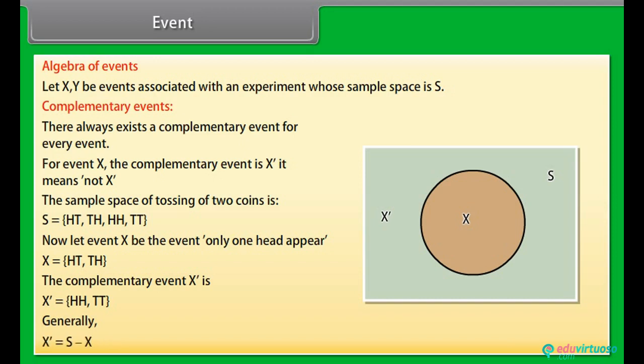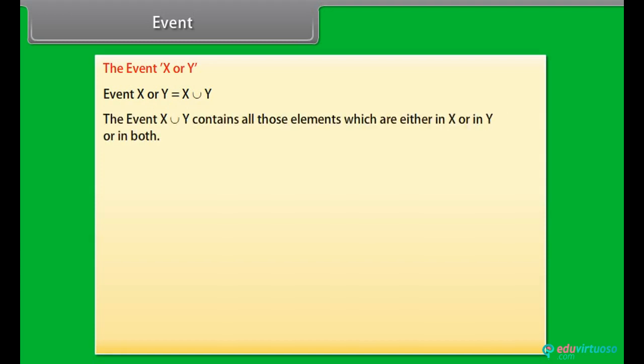Generally, X dash is equal to S minus X. The event X or Y. Event X or Y is equal to X union Y. The event X union Y contains all those elements which are either in X or in Y or in both.